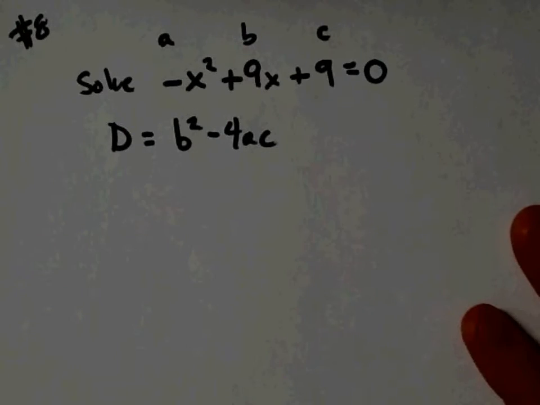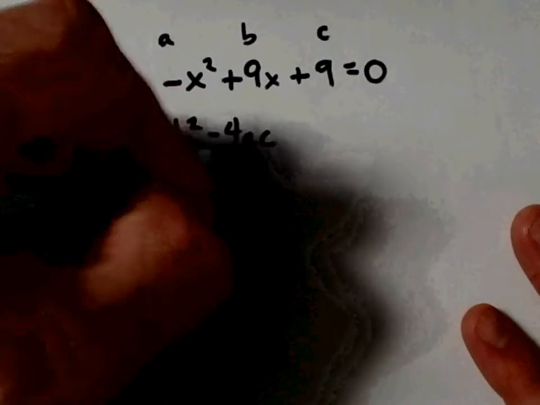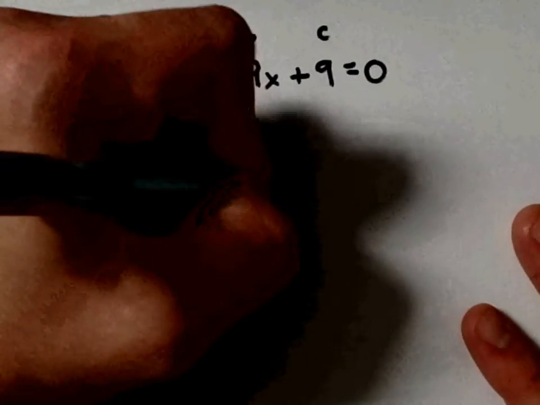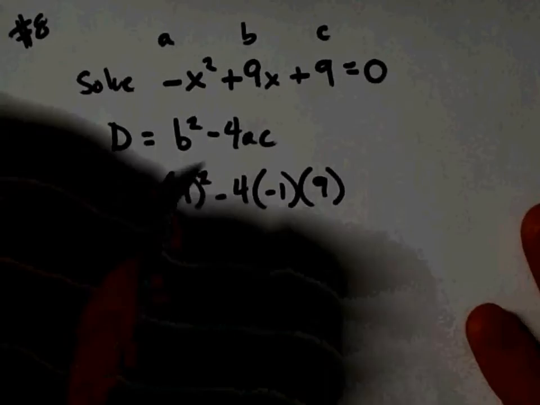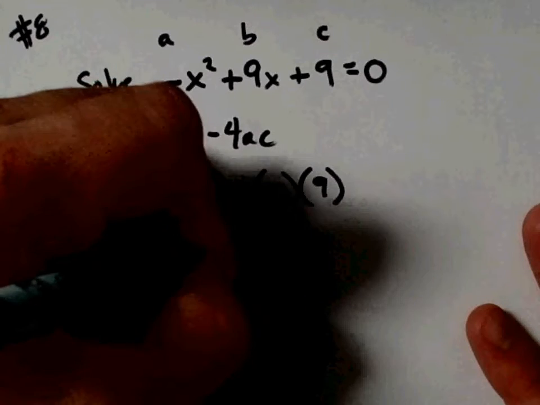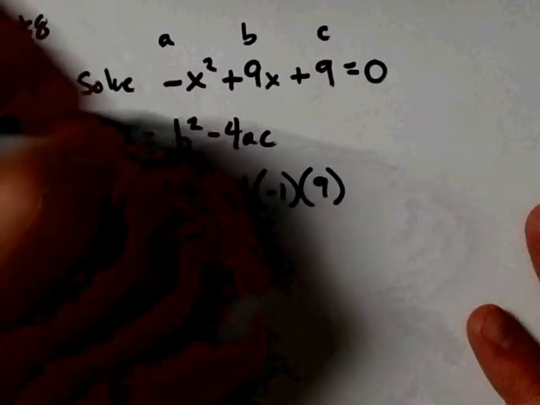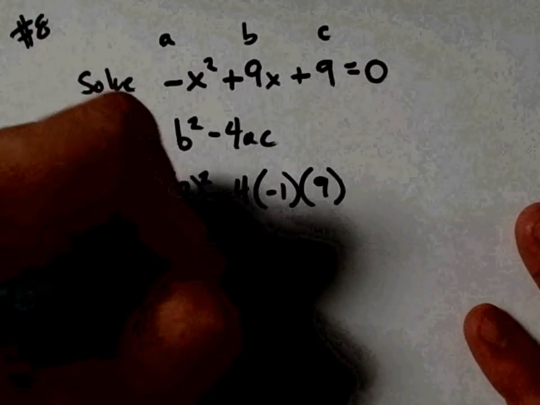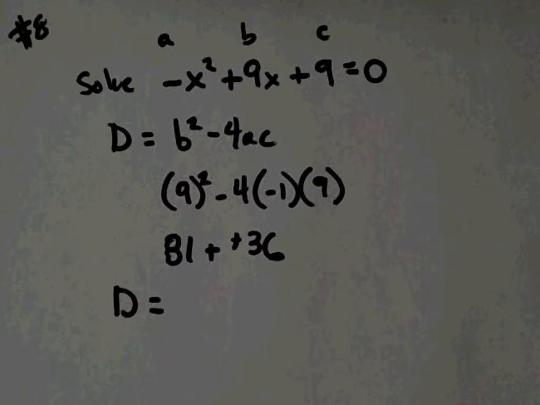So my value for b is 9 squared minus 4 times a, which is -1, and then times c, which is 9. So I have 81 minus -4 times 9, which is -36. That comes out to D equals 117. Anybody get anything different?